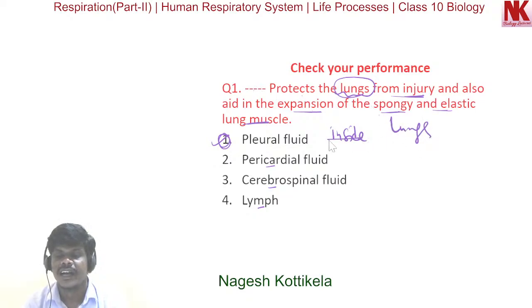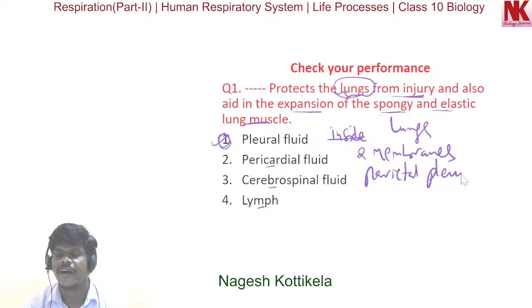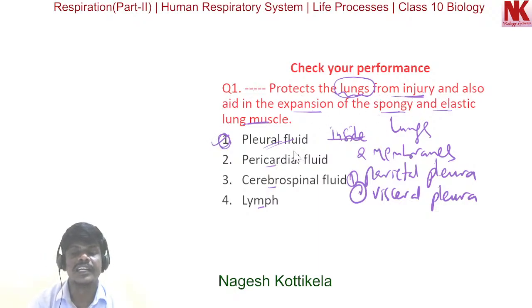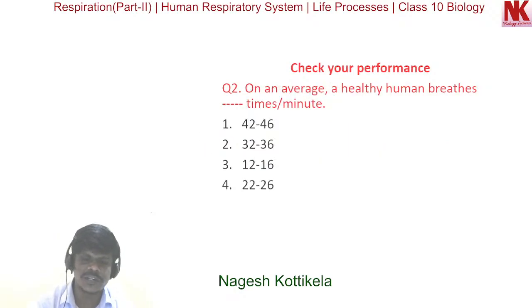Pleural fluid is present between the two membranes, called parietal pleura and visceral pleura, and this is protecting the lungs from injury. So the first option is right. Pericardial fluid is found surrounding the heart. Cerebrospinal fluid surrounds the brain and spinal cord. Lymph is a tissue fluid. These are wrong.